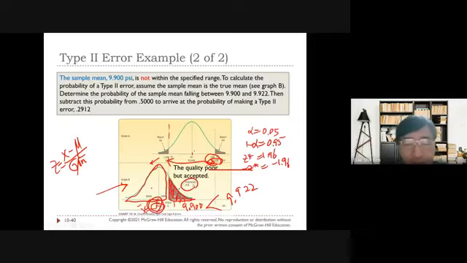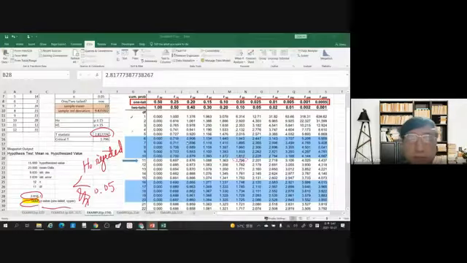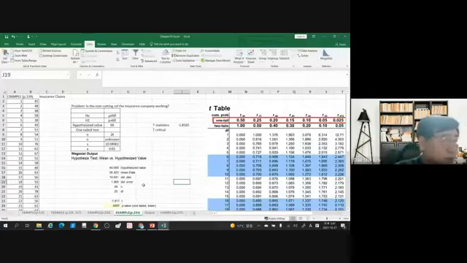So this problem, I have calculated this one. 334.